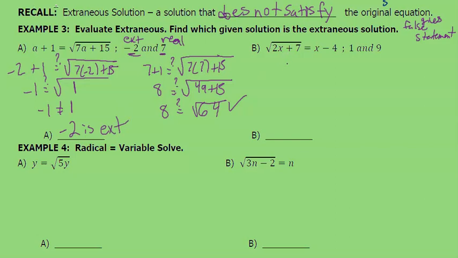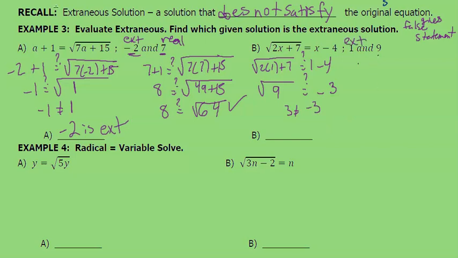B. The square root of 2x plus 7 equals x minus 4, 1 and 9. Let's plug in 1 first and see if it gives you a false statement. So is the square root of 7, 8, 9 equal to negative 3? 3 is not equal to negative 3, so this was extraneous.